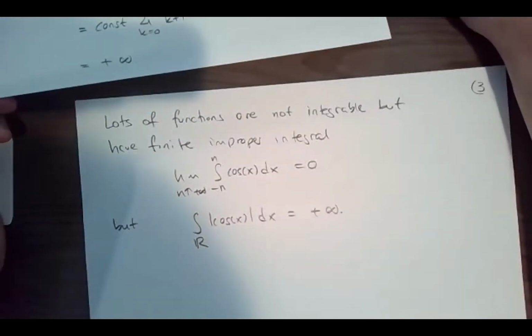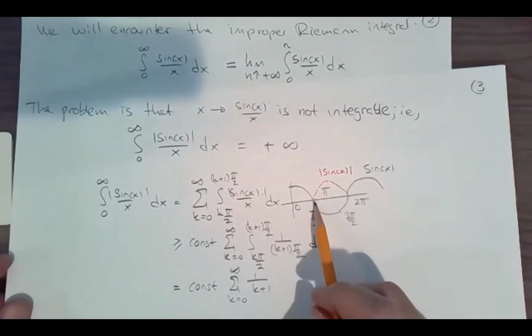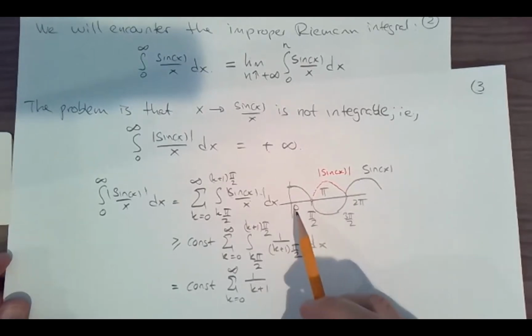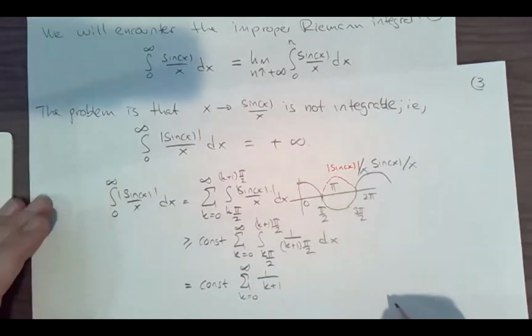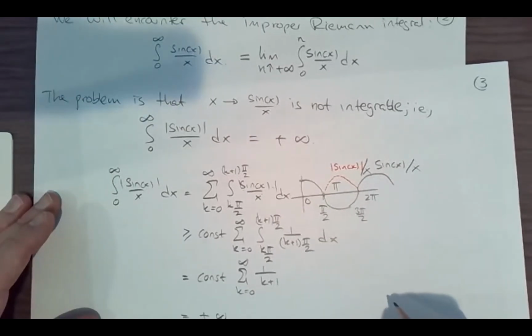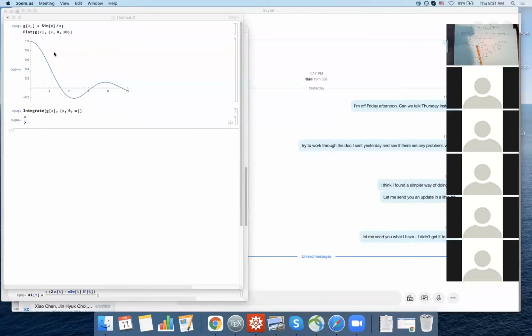Oh, there was a question in the chat. Let me see what's there. Why do you draw a cosine? Did I draw the wrong function here? Oh, yeah, so this here is sine x over x. Well, let's go back and have a look at the picture. Right, this is the function I'm trying to depict here.